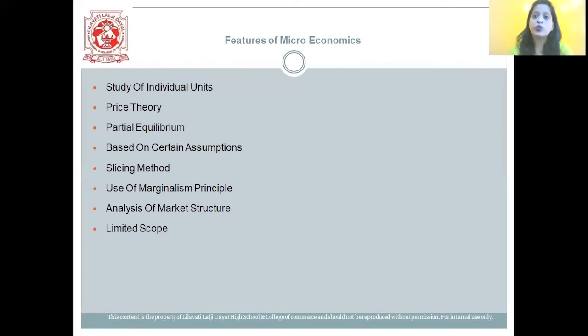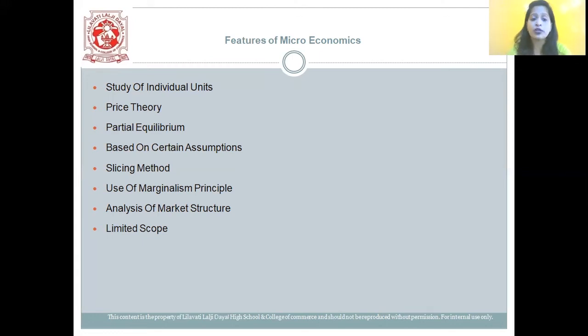So with this, students, we have completed the features of microeconomics. Let's have a quick recap on the points. First, study of individual units. Second, price theory. Third, partial equilibrium. Fourth, based on certain assumptions. Fifth, slicing method.